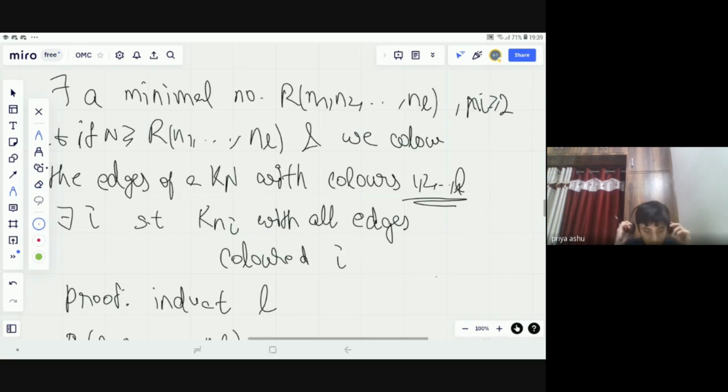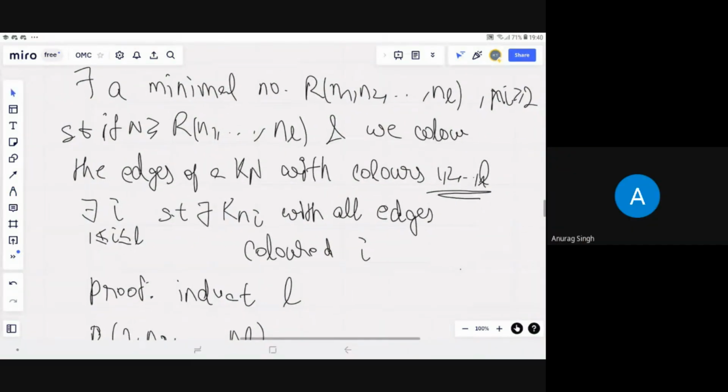So we are coloring the edges of a K_N with colors 1 to L, and there exists an i, where i is between 1 and L, such that a K_{n_i} has all its edges colored i. Is it clear now? Any questions? Yes, it is clear now. Okay, continue, thanks.